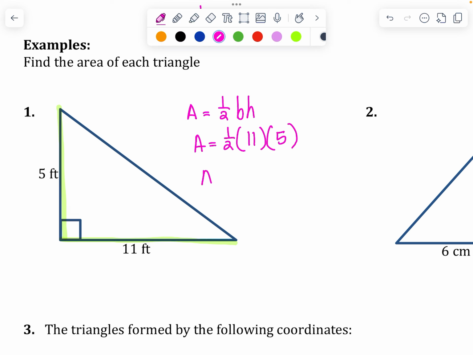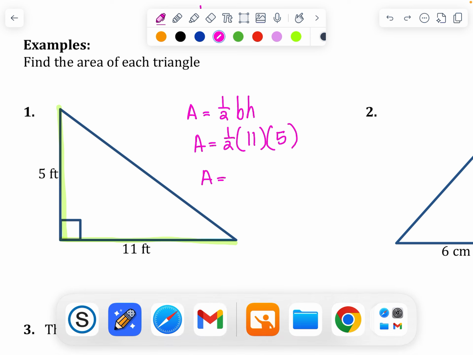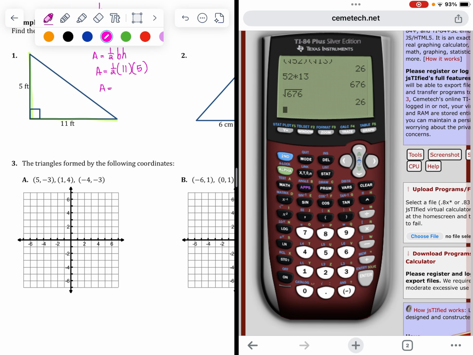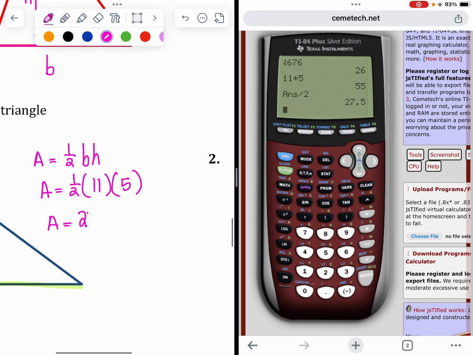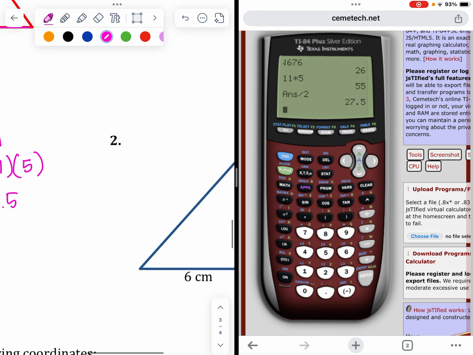All right, now I need to multiply these two. So I want to show you a couple ways to put this in your calculator or to do mental math. I like to multiply these two numbers first, 11 times 5, unless one of them is even, but that's 55. And then divide that by 2, take half of it. Half of 55 is 27.5. But let me show you how to type in your calculator also. So I would type, if I was typing this in my calculator, 11 times 5, enter, and then divide that by 2. 27.5. And then what was my unit? Feet. Feet squared.